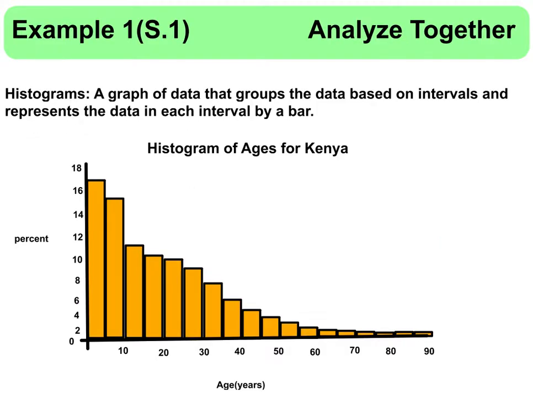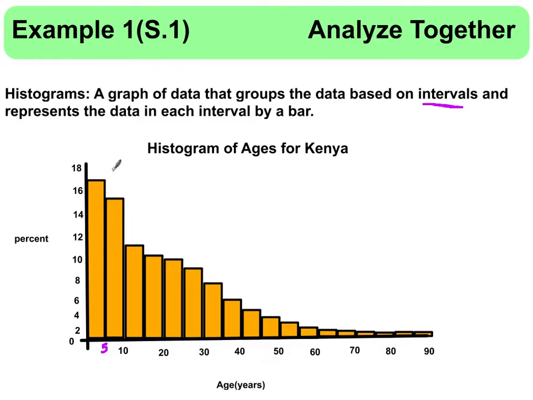So in example 1, S1 here, analyzed together, they bring up this idea of a histogram. This definition is just a graph of data that groups the data based on intervals and represents the data in each interval by a bar. The idea of a histogram is working with intervals. This bar right here at the top goes from 0 to 5, so anything from 0 up to 5, and then here from 5 on up to 10, and then here from greater than 10 to 15, and so forth down the line.